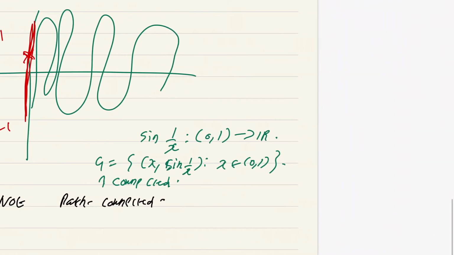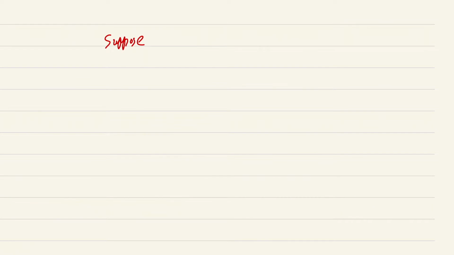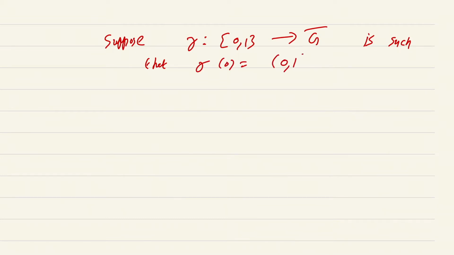Let's establish that rigorously. How do you do that? Well, suppose gamma from [0, 1] to G closure is such that gamma of 0 is the point (0, 1), which is there on that vertical line segment, and gamma of 1 is the point on the topologist sine curve, which I'm going to just take. It really doesn't matter what point it is. I will not take pi by 2 because at pi by 2 I don't know what value it is. So I will take (2 by pi, 1), right? Sine pi by 2 is 1. So sine of 1 by (2 by pi) is sine pi by 2, which is 1. Okay. So suppose you can connect (0, 1) and (2 by pi, 1) with a path gamma.